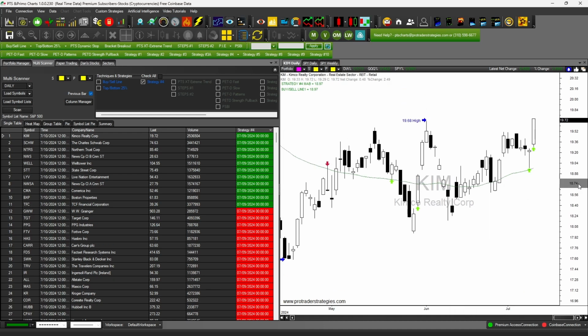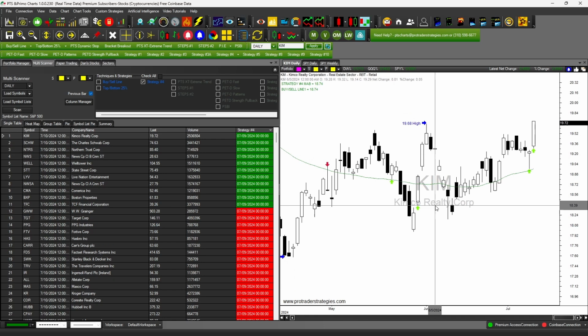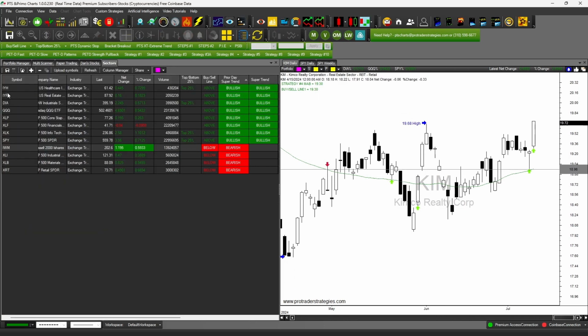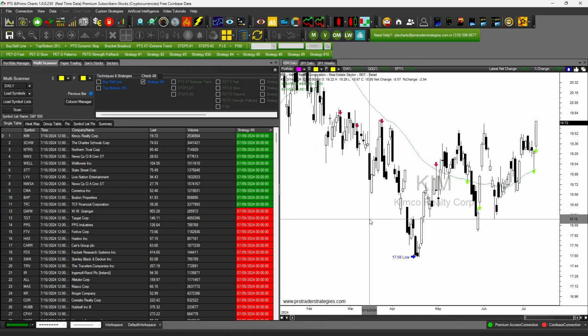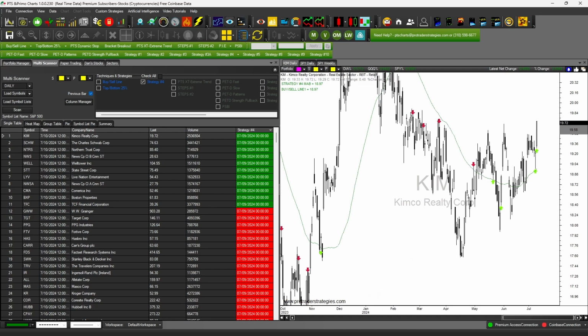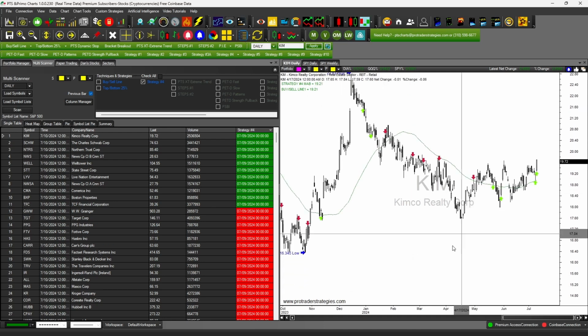Okay, so here on real estate, if you recall, Kimco Realty Corp. So let's go back to our sector here for a second, and IYR real estate, bullish above buy sell line. So we've got the sector which is bullish. We've got a bullish signal here, and we have kind of a bullish looking stock here.